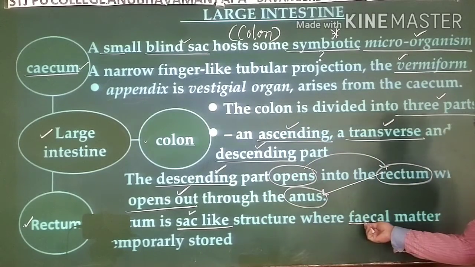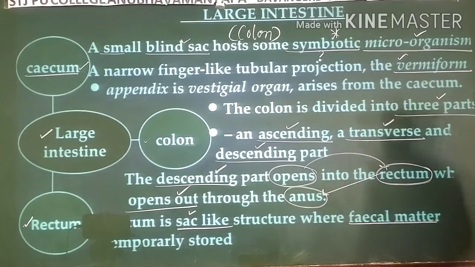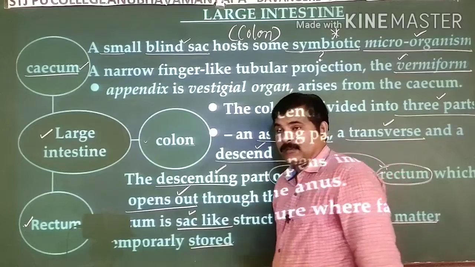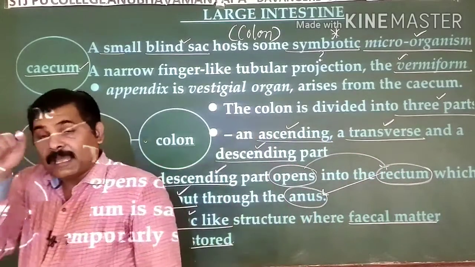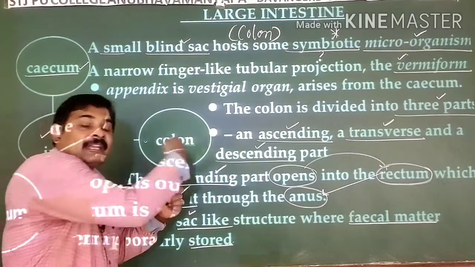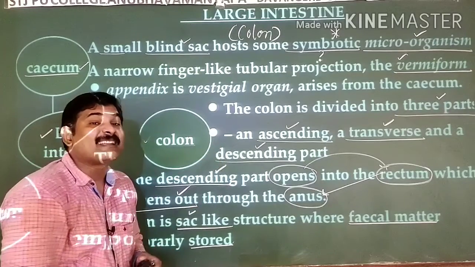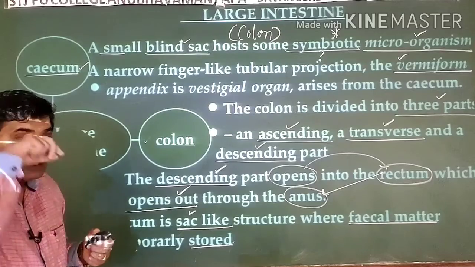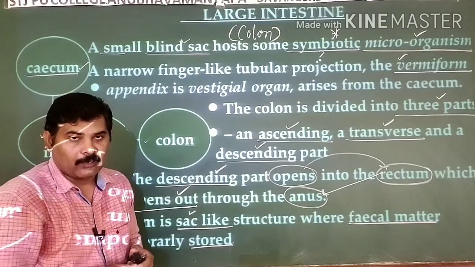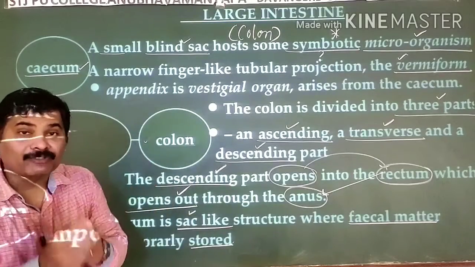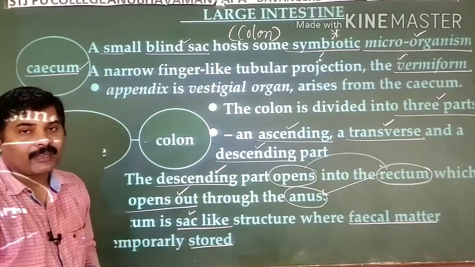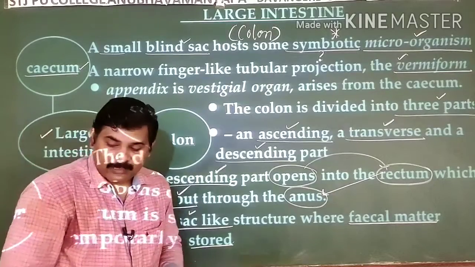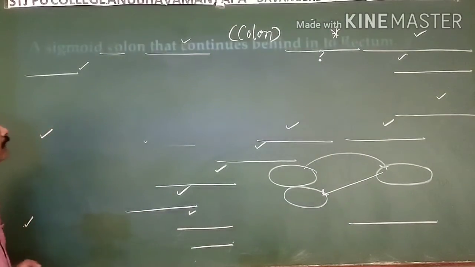The fecal matter is generally temporarily stored within the rectum. Clear? Then the rectum at its anterior side opens into the sigmoid colon, whereas the rectum at its posterior end opens into the anal canal. The anal canal finally opens out through the anus, right? So this is all about your large intestine. We will see some other information regarding this one.